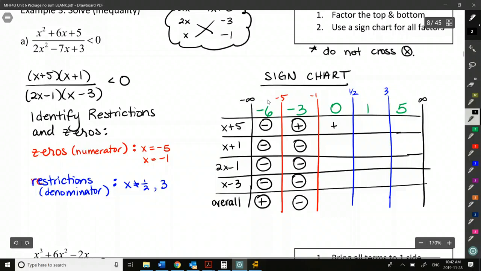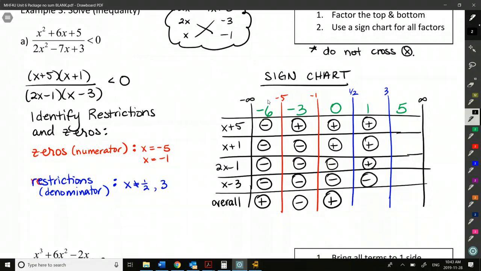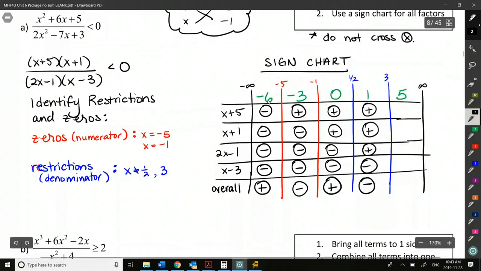Subbing in 0 here, we get positive, positive, negative, negative. Overall, when I do positive times positive, I get positive. And then we do negative times negative, we get a positive. And then we do a positive divided by a negative. So this divided by this, we get a positive. Okay, input 1, we get positive, positive, positive, negative. Overall, what would this make my function if I multiply the first two, multiply the second two, and divide them? Negative. And the last one, we're inputting 5. We get positive, positive, positive, positive. So overall, my function must be positive.